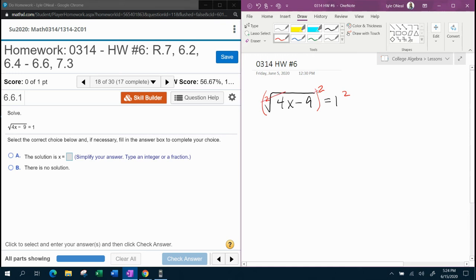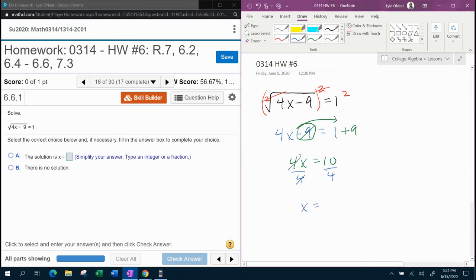And a square and a square root cancel. So that's going to leave me 4x minus 9 equals, well, 1 squared is 1 times 1, which is 1. And then I've got 2 more steps and I'm done. Moving the minus 9 makes it a plus 9. 4x equals 10. And divide both sides by 4.